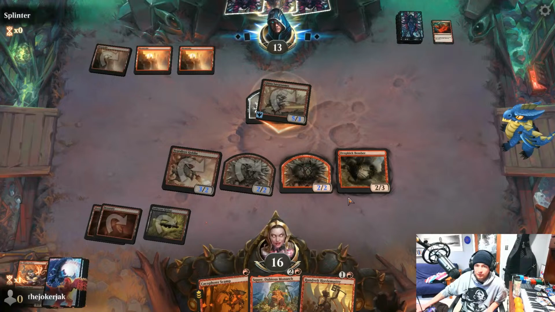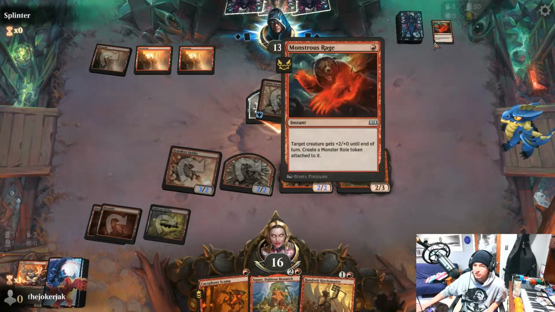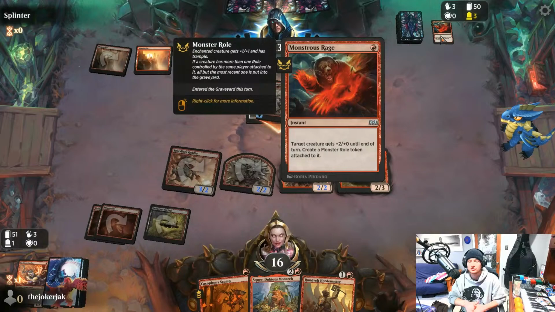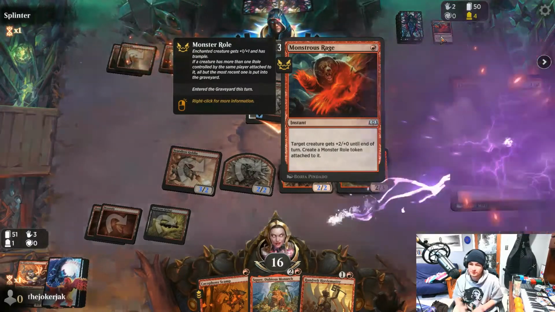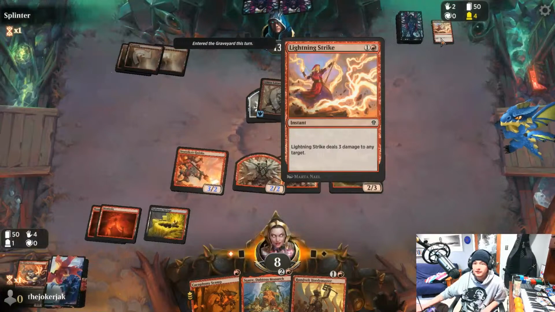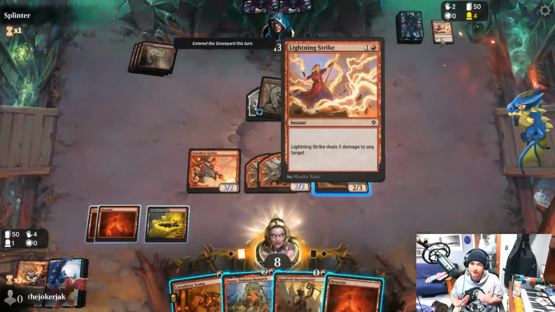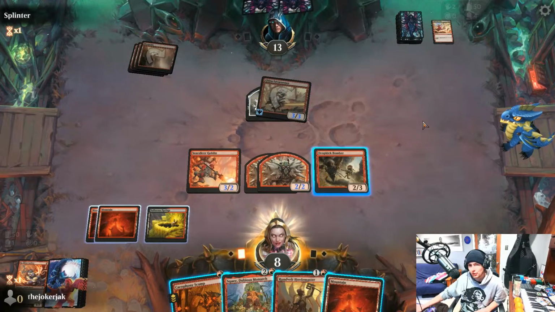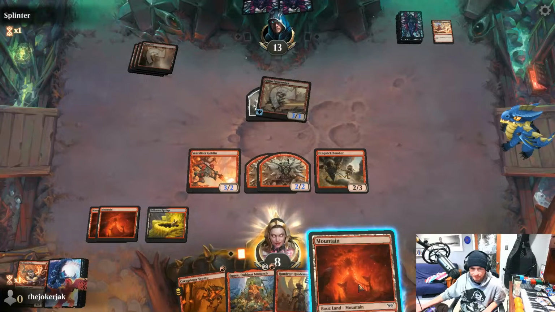And so now we're in a position versus my opponent where we're just trying to race. They play another pump spell, gives a creature +2/+0, and they get to create a monster roll. They play Lightning Strike, which is another spell that deals direct damage to anything. It can kill creatures, it can kill my face. So they're what I would call burn.